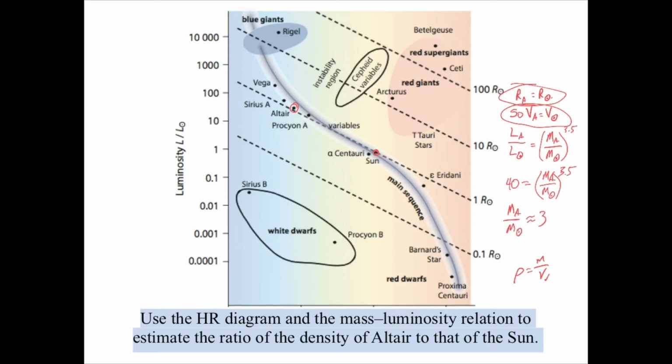And mass I know is proportional to luminosity. So I did a ratio: the luminosity of Altair to the luminosity of the sun equals the mass of Altair to the 3.5 over the mass of the sun to the 3.5. Now I've got the luminosity; the luminosity of the sun, of course, is 1. Luminosity of Altair is somewhere over here, somewhere between 10 and 100, depending on how we read the logarithmic scale there. Just estimate as best you can.